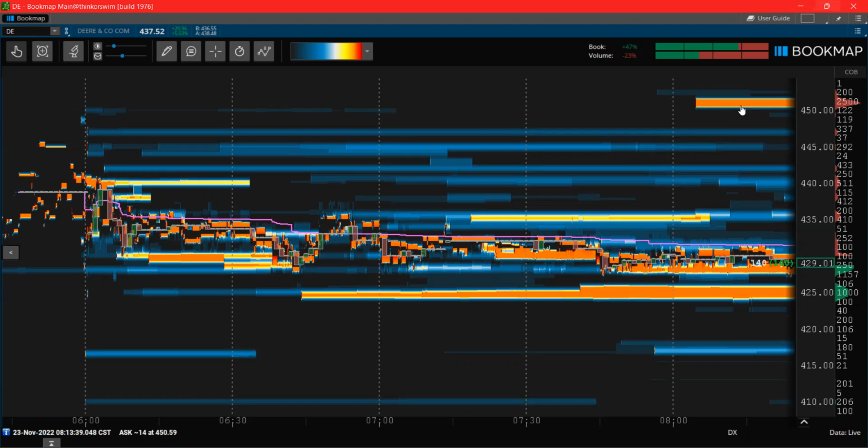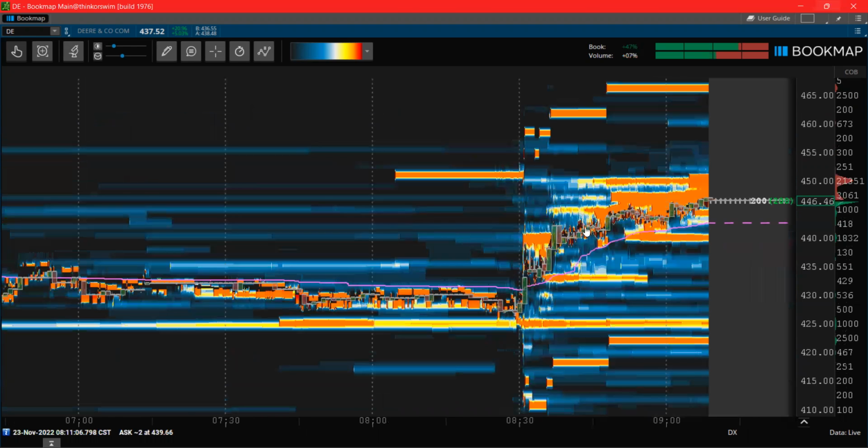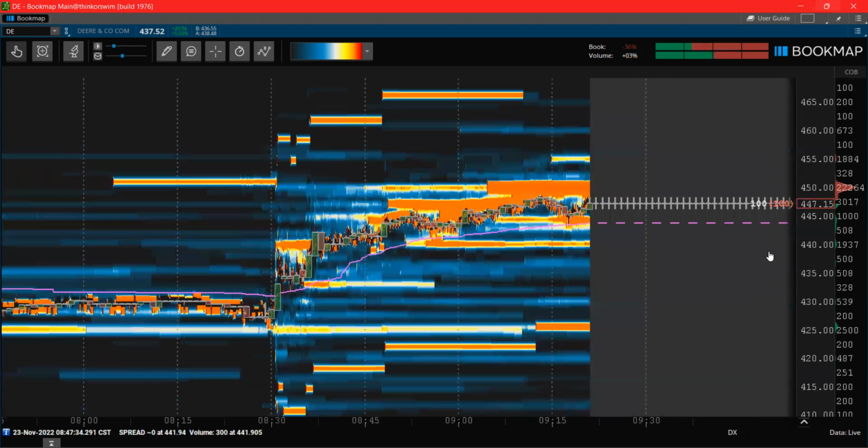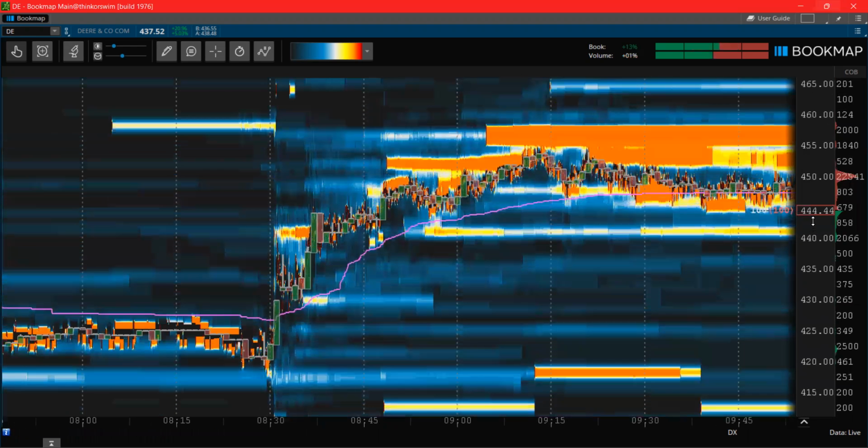So again, if you're someone who likes to play momentum and you see the momentum, one of our strategies is the momentum on liquidity. So we'll see if we could have identified some spots there. Anyway, this is DE, John Deere, and let's see what proceeds to happen from the open today.